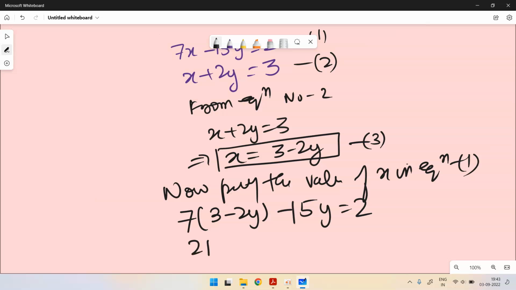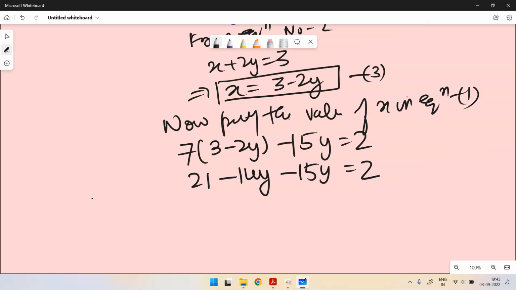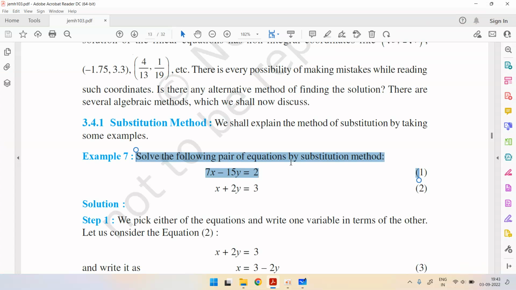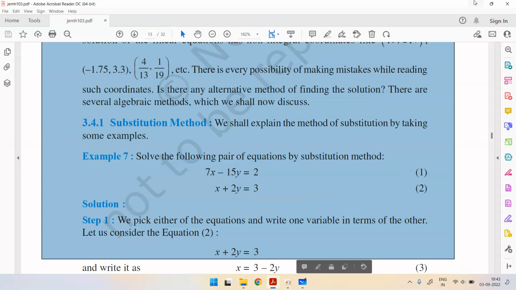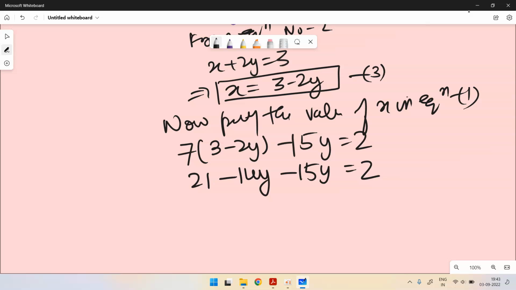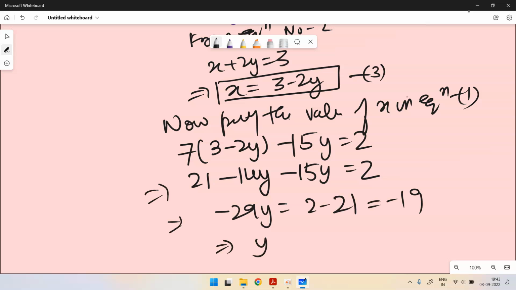So 21 minus 14y minus 15y equal to 2. If you solve this, it becomes minus 29y equal to 2 minus 21, equal to minus 19. Further solving, you get y equal to 19 by 29.